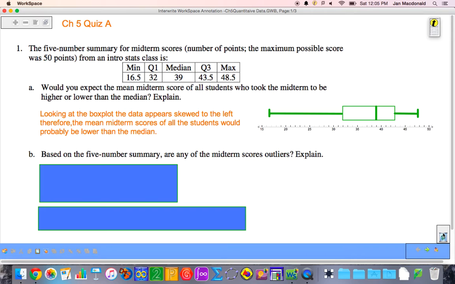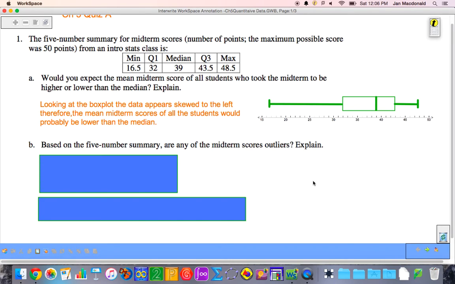So looking at the box plot, the data appears skewed to the left. Therefore, the mean midterm scores for all students would probably be lower than the median. Based on the 5-number summary, are any of the midterm scores outliers?